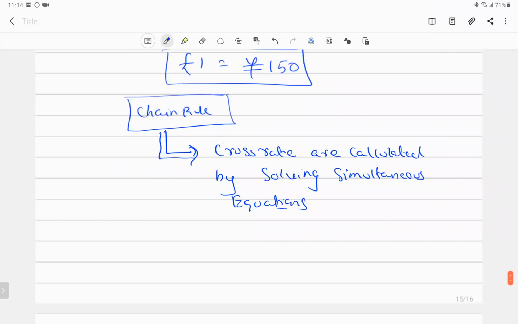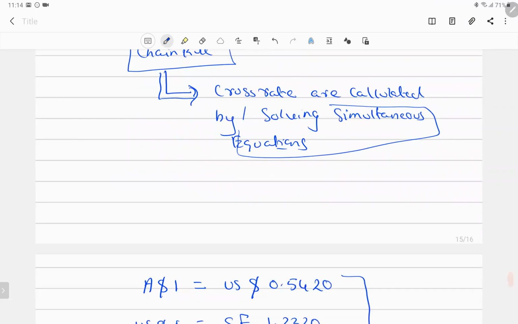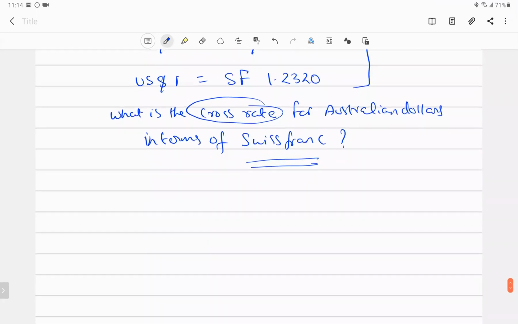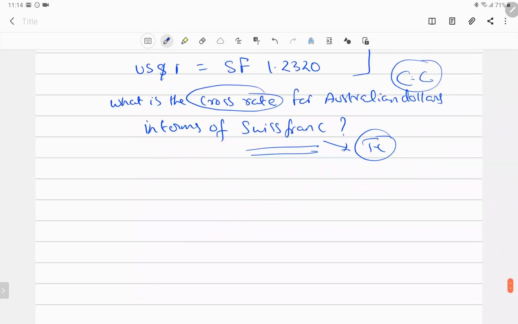We are applying the chain rule by using the simultaneous equations. Normally in the chain rule, you have to write step by step what the requirement is. You have to ask step-by-step questions. The first question is: how many units of the term currency equal 1 unit of the commodity currency? Here the commodity currency is the Australian dollar and the Swiss franc is your term currency. Step by step you have to follow the questions, like a loop.